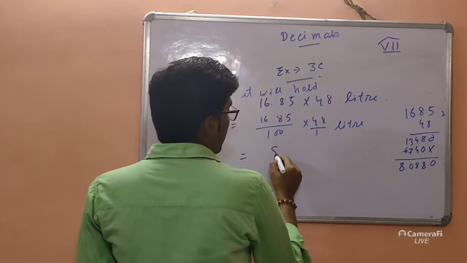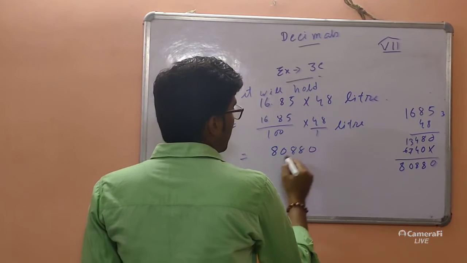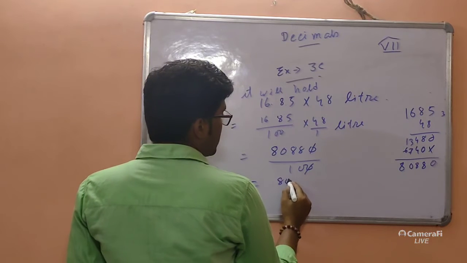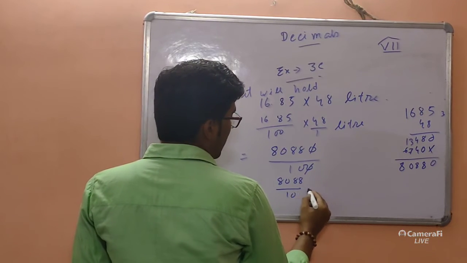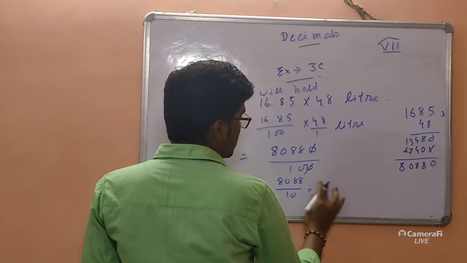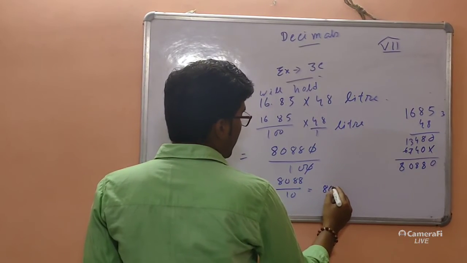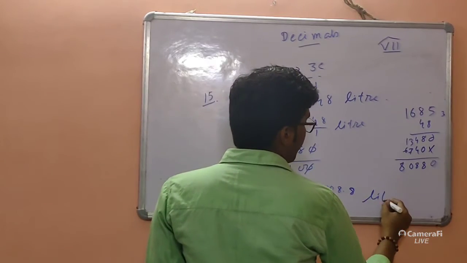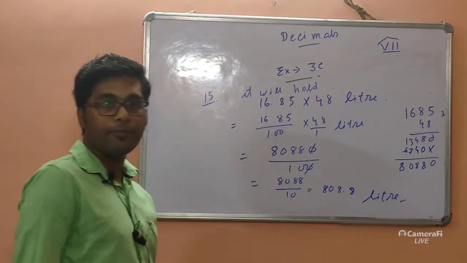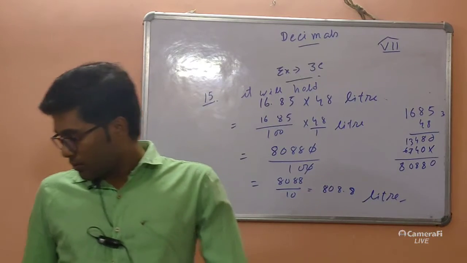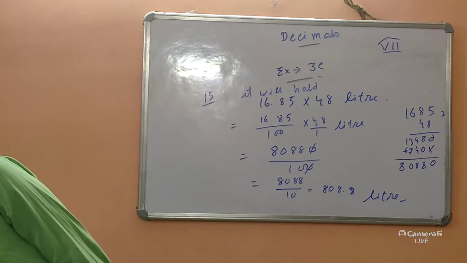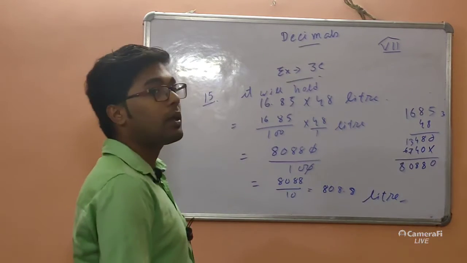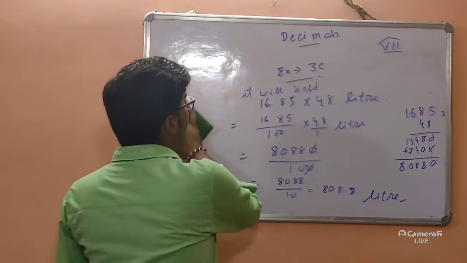So what do you have here therefore? 80880 divided by 100. So 10 will cut. So 8088 by 10. So therefore after one place from right there will be a decimal: 808.8. This much what? This much liters. Clear? Okay, fine. So let us do our next one, question number 16.